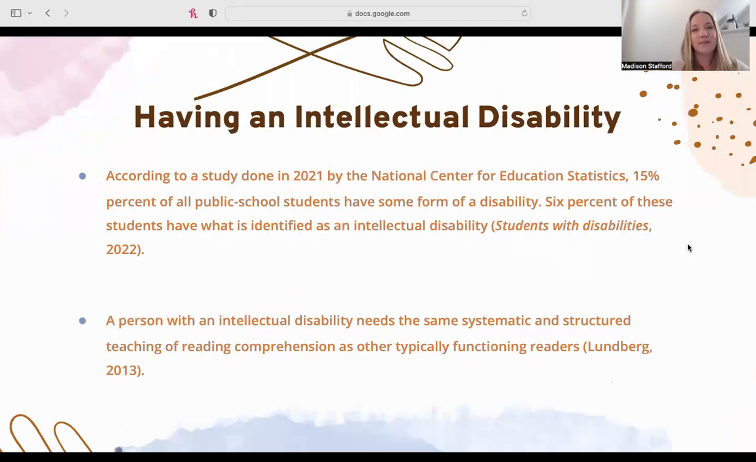So, I wanted to begin my presentation with you today by talking about what an intellectual disability is and my reasoning behind choosing this as my research topic. So, according to a study done in 2021 by the National Center for Educational Statistics, 15% of all public school students have some form of a disability, and 6% of these students have what is identified to be an intellectual disability. The Individuals with Disability Act, or IDEA, mandates that these students that are found eligible for having a disability are required to have appropriate education services.